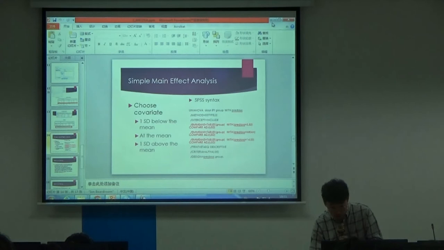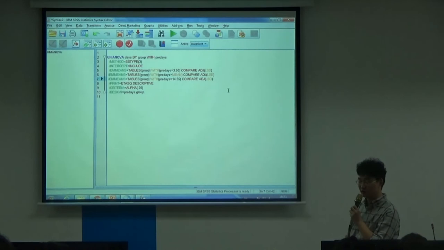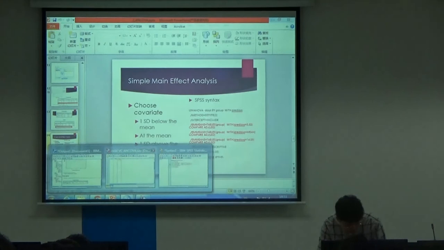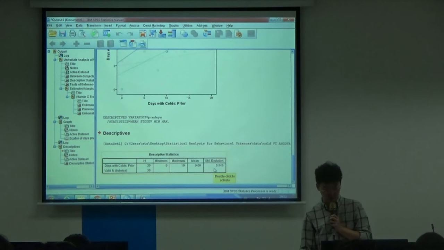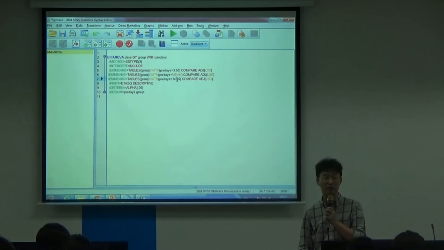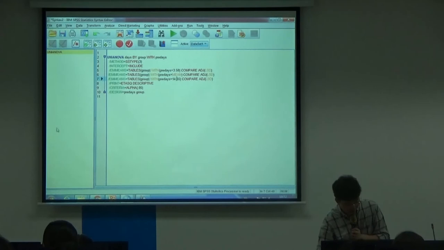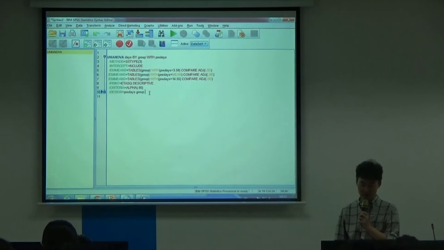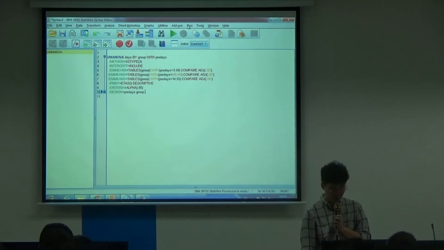So you need to do some calculations. The mean value is 9, and one standard deviation is 5.5, right? The standard deviation is 5.5, so 9 minus 5.5 is 3.5, and then 9 plus 5.5 is 14.5. I think we should, okay, let's see if that's in place. I think we are good. So run this syntax. We run all of this syntax.